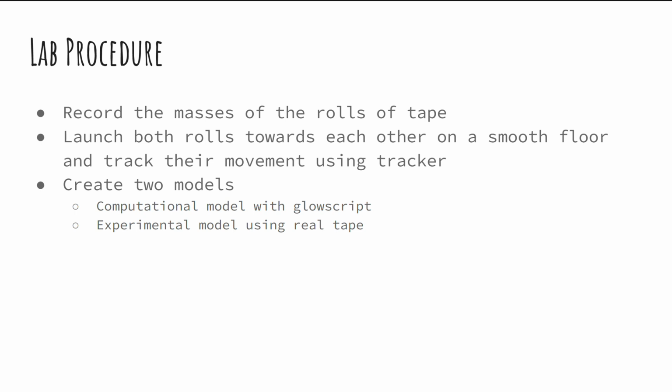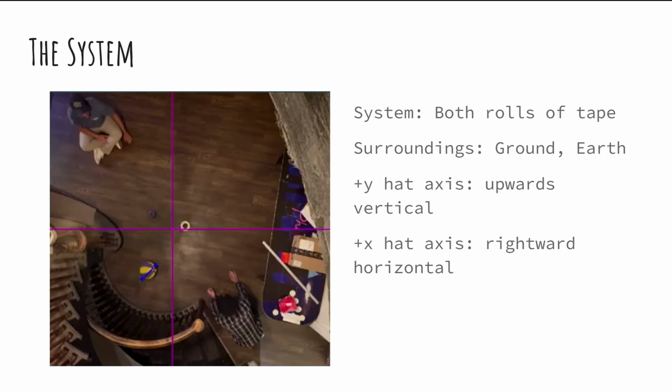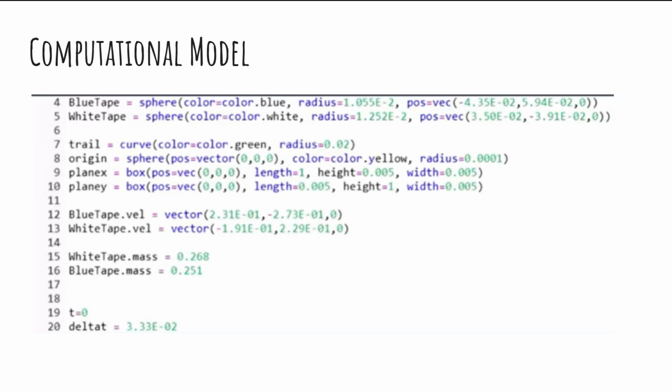We used the tracker system to track their x and y movements with respect to time, and then we created two models: the computational model with GlowScript, which was done without any experiment, and the experimental model using real tape and real conditions. Here's the system and the procedure itself. The system is both rolls of tape. The surroundings are the ground, the earth, the people pushing it, and any other forces such as friction. The y-hat axis is the upwards vertical, and the x-hat axis is the rightwards horizontal.